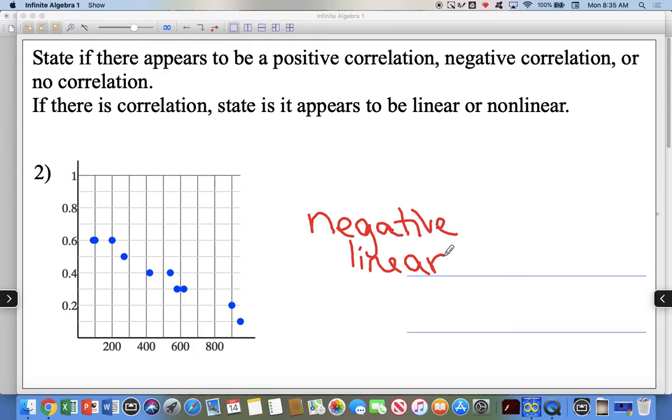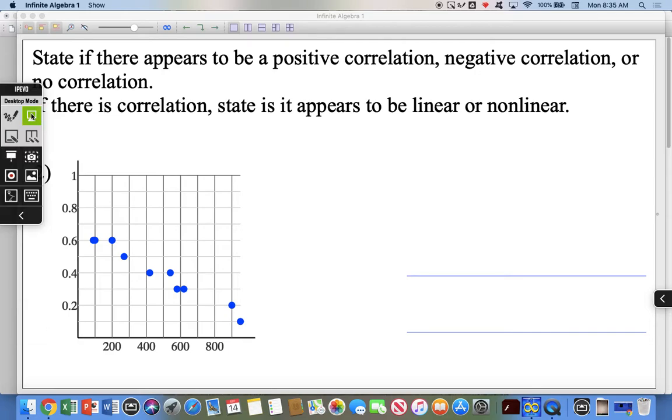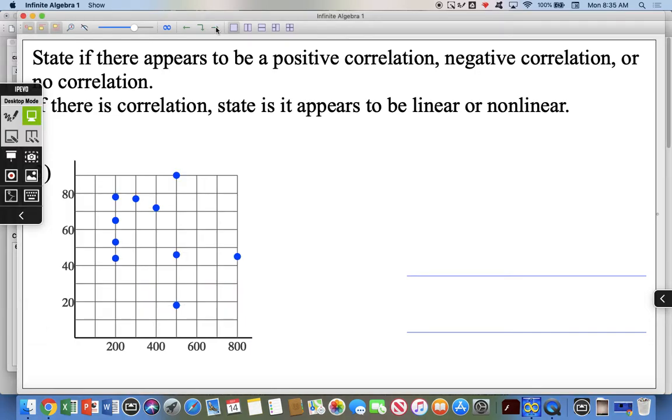I'm going to ask how you guys feel about that. All right, so what do you guys think about this next one? No correlation. All right, this one's none. So you guys would write no correlation.